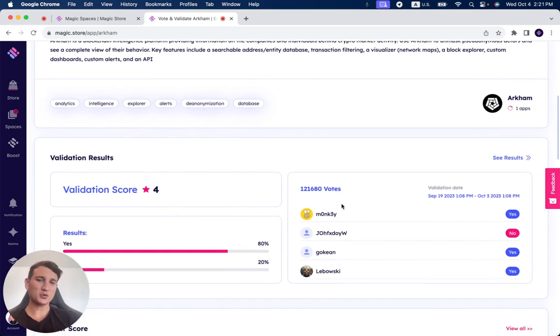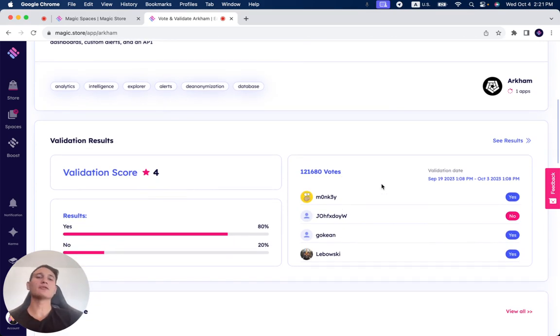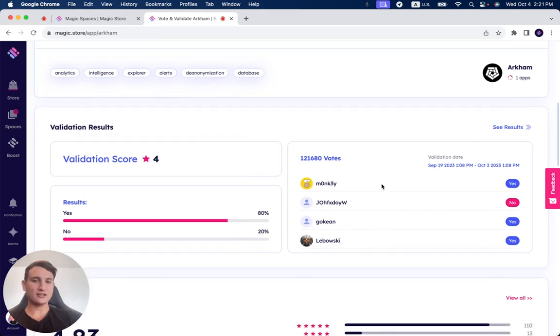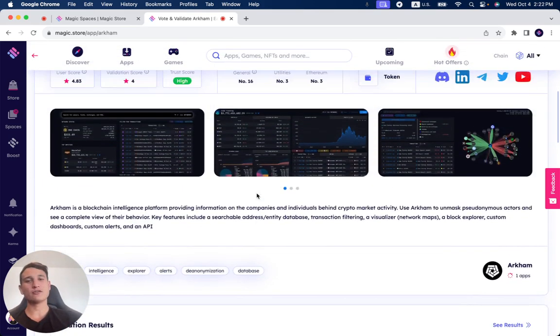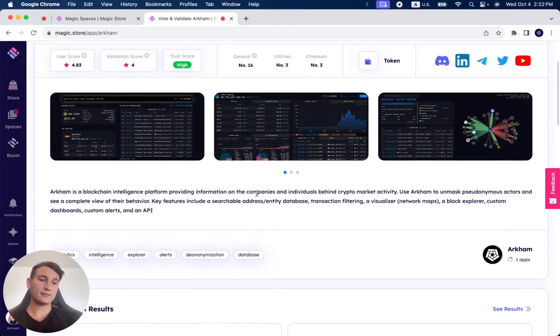Beforehand, you can see 121,680 people voted during the 2-week validation period of Arkham on the Magic Store. 80% said yes, it should get validated. 20% said it still needs to improve its project. It got 126 reviews, so that's also pretty high compared to other applications that just recently finished their validation period.